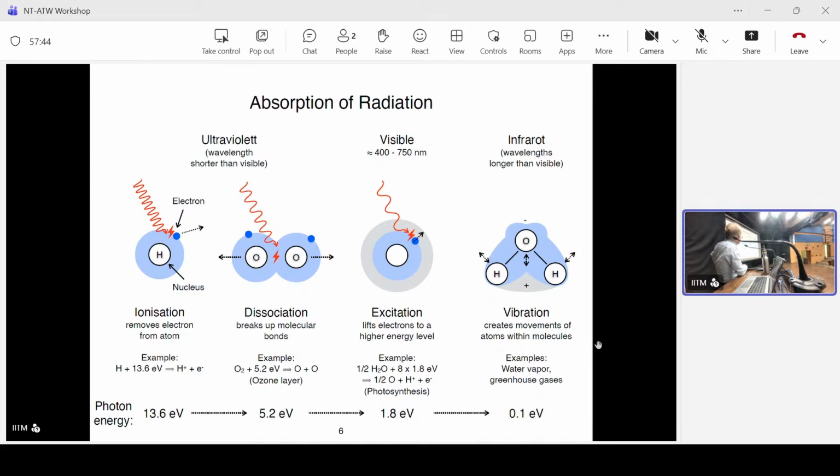Then it can also break up molecular bonds, so also something electric. This is what we see in the ozone layer. But then in the visible range, electrons can be lifted, they can rise into excited states. This is what happens during photosynthesis. And what the greenhouse effect is about is in the infrared. Oh, this is a German word here. So in the infrared range, that's where the greenhouse effect is active.